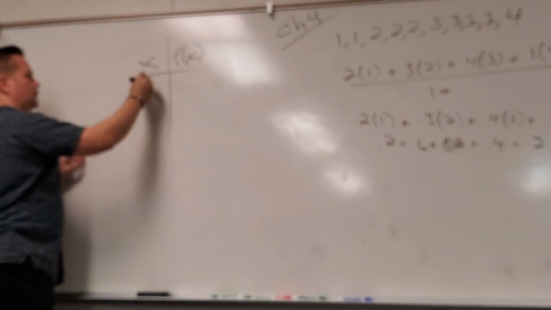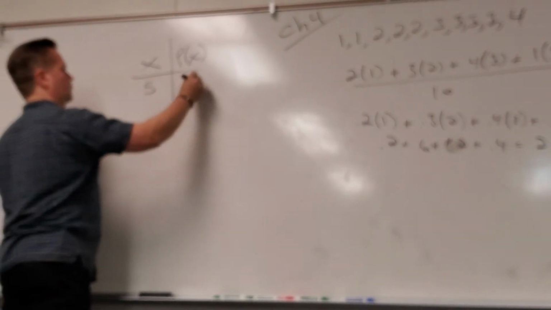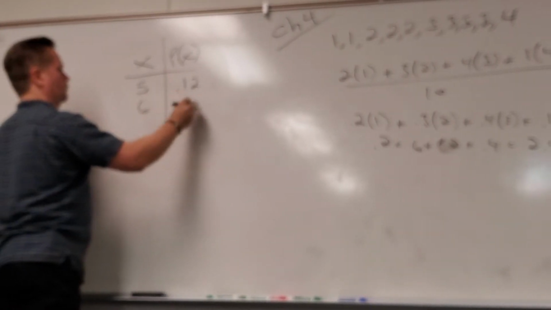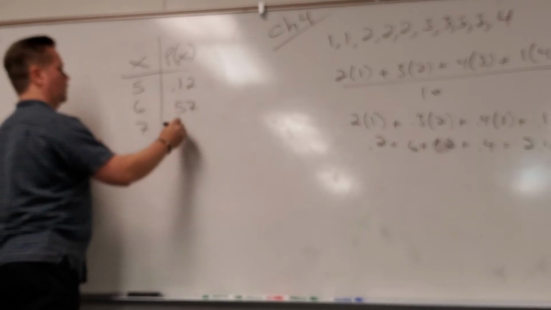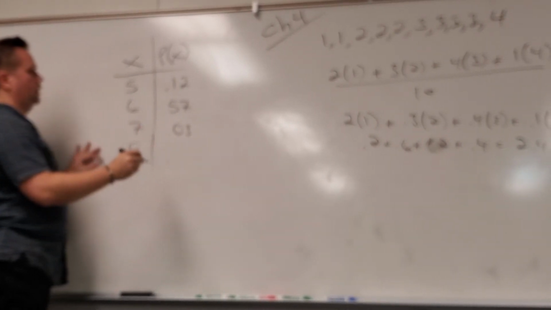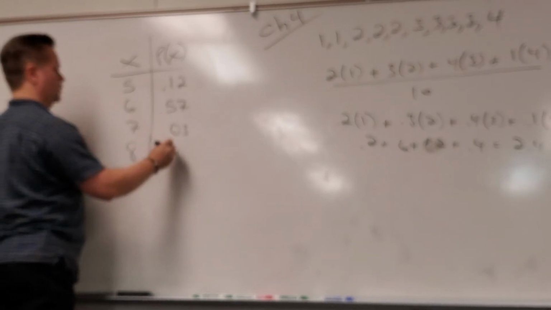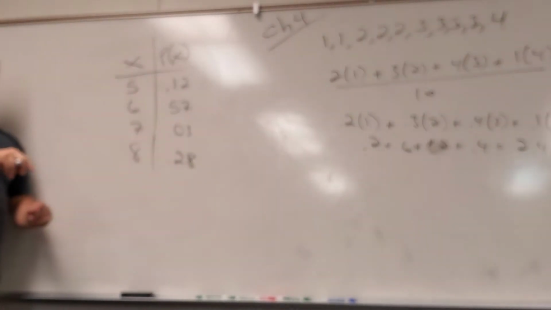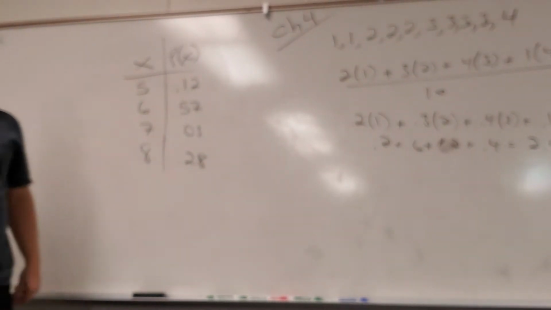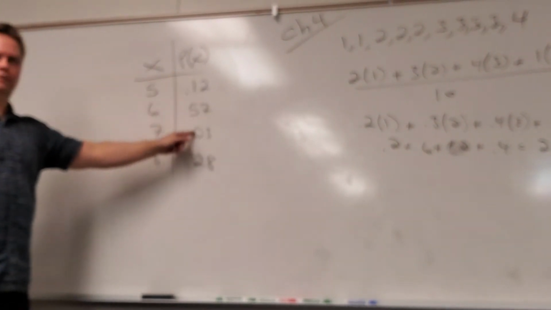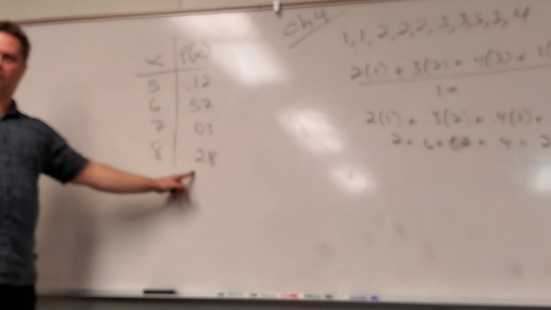Let me make some different kind of data. What do I got here? 672. What am I trying to do right there? What was I trying to do that was taking me too long? What has to happen with these? They have to equal 1.